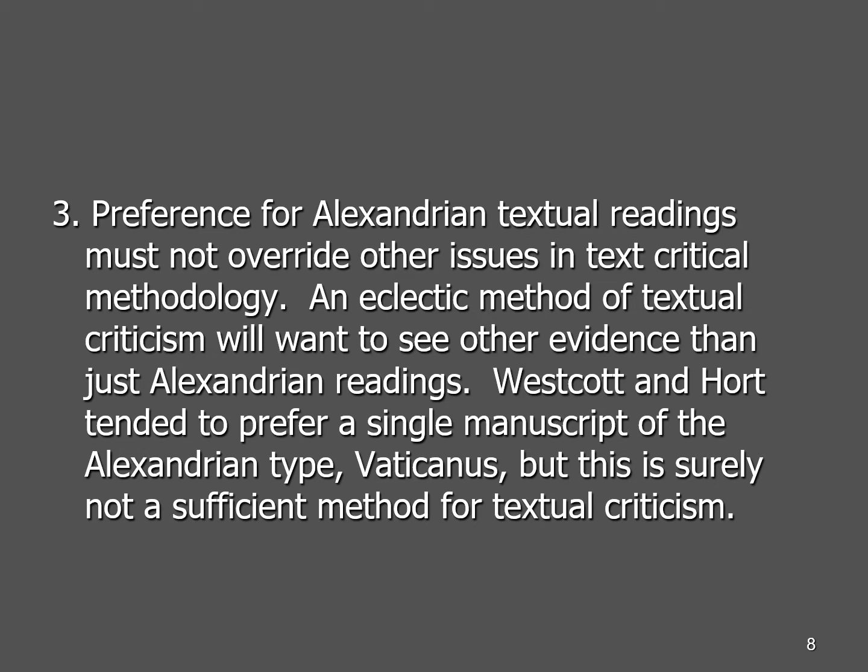Thirdly, preference for the Alexandrian textual readings must not override other issues in text critical methodology then. An eclectic method of textual criticism, which we'll come back to discuss right at the end of this lecture, is going to take into consideration various pieces of evidence and not just the Alexandrian readings. Westcott and Hort tended to prefer a single manuscript of the Alexandrian type, Codex Vaticanus, but this is surely not a sufficient method for textual criticism, given all the evidence that we can consider.